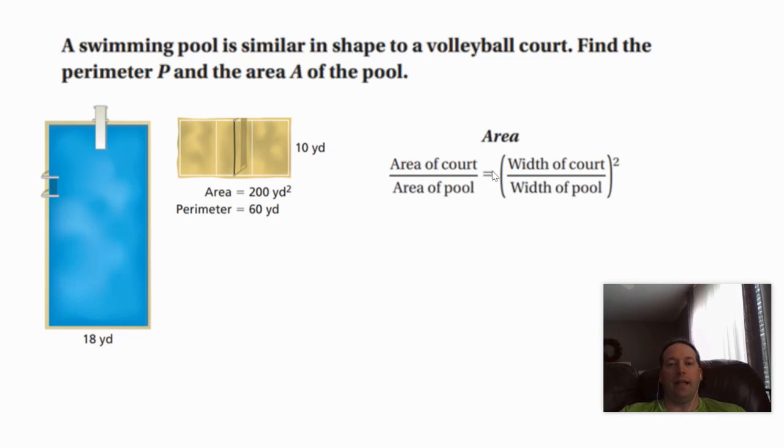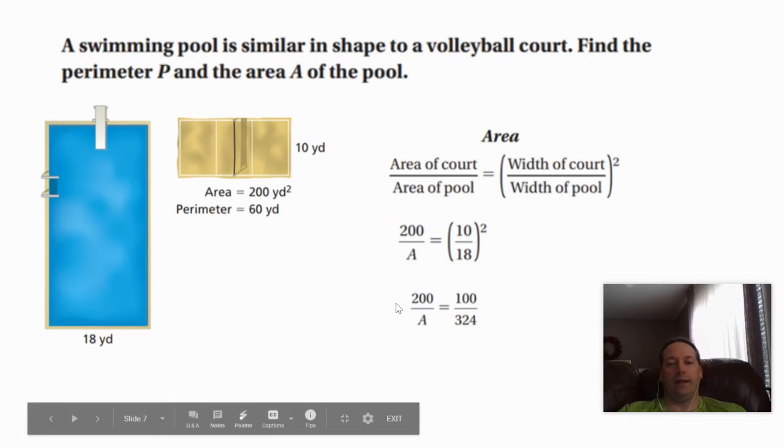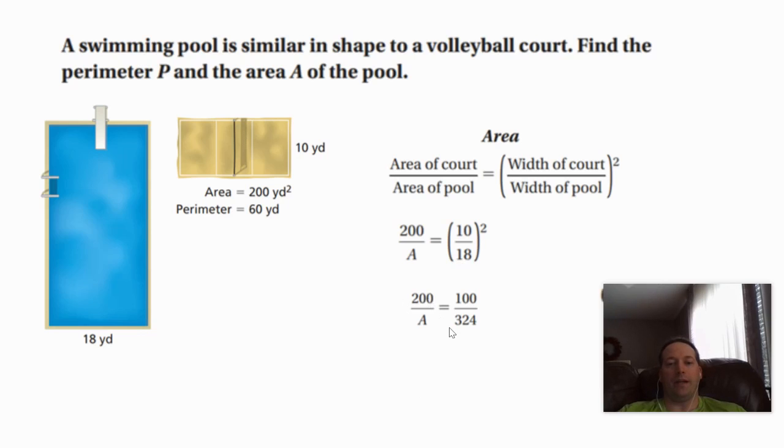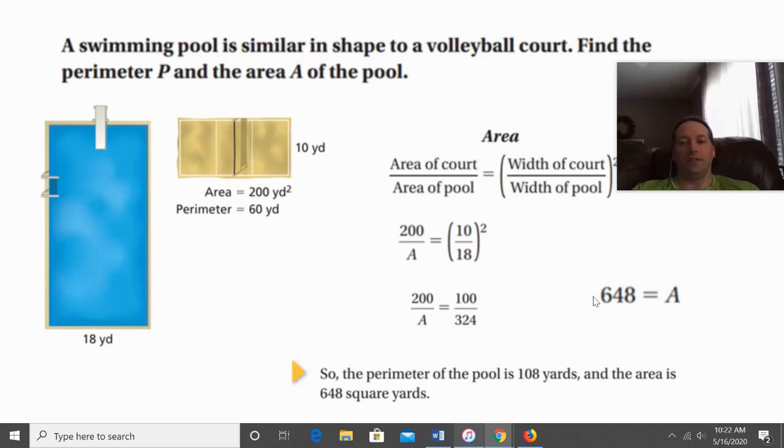Same thing. The ratio of the area of the court to the area of the pool is going to be the ratio of corresponding sides squared. We just plug our numbers in. The area of the volleyball court is 200. We don't know the area of the pool, but we do know that the corresponding sides have a ratio of 10 to 18. And we can square that. Now, I didn't simplify it first, only because 100 to 200 is pretty easy. You're just doubling it. 324, we double that, comes out to be 648.